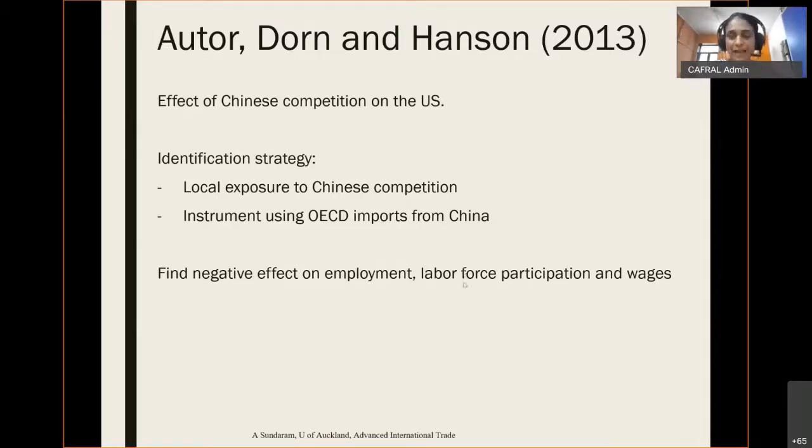There's also a huge backlash to that literature, right? And so if you're interested, you can let me know and I can give you some reading. But a good place to start would be Autor, Dorn, and Hansen's webpage, okay, on the China shock.